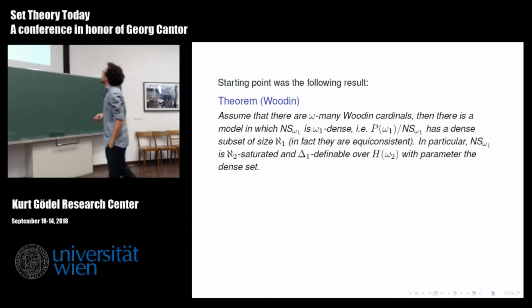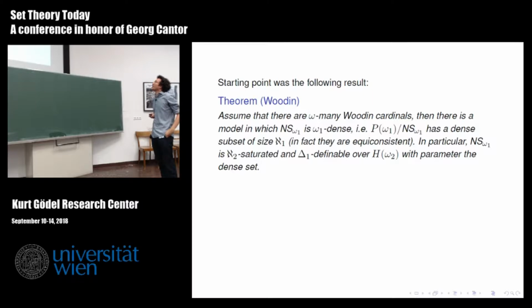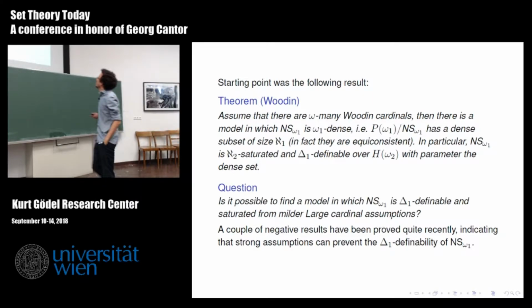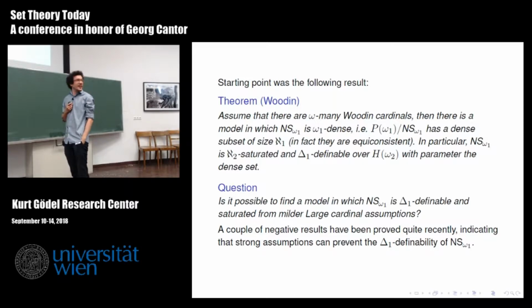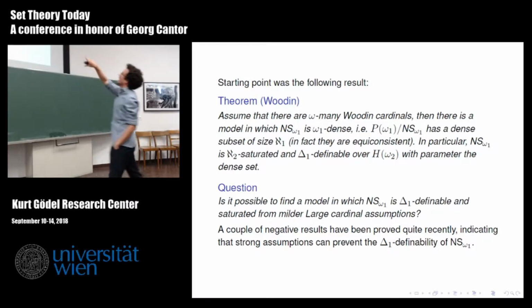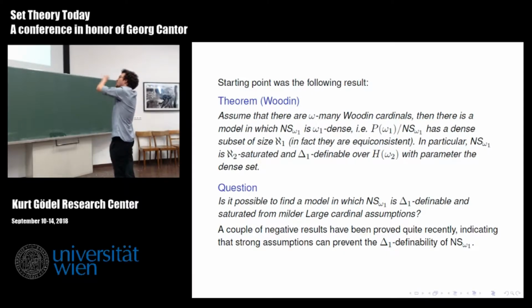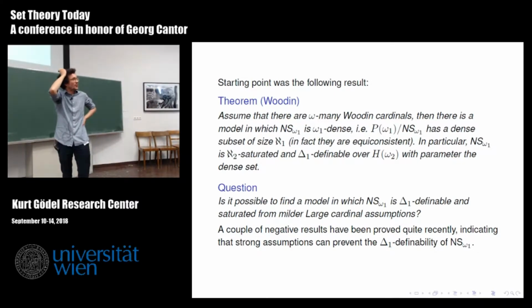So, okay. And the question now, which is actually a question from Sy Friedman and Yue Wu, is whether it's possible... of course, the omega 1 density of the non-stationary ideal is stronger. But if we just want to have the non-stationary ideal Delta 1 definable and saturated, can this be obtained from less than omega many Woodins, right?